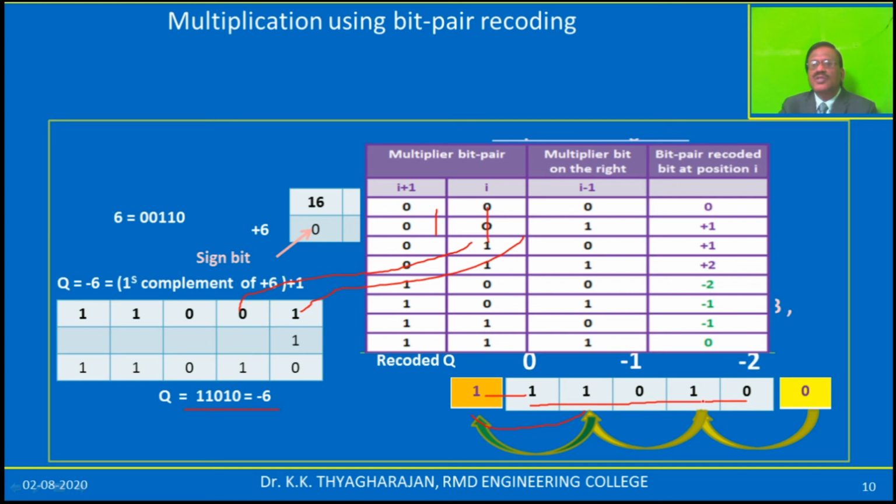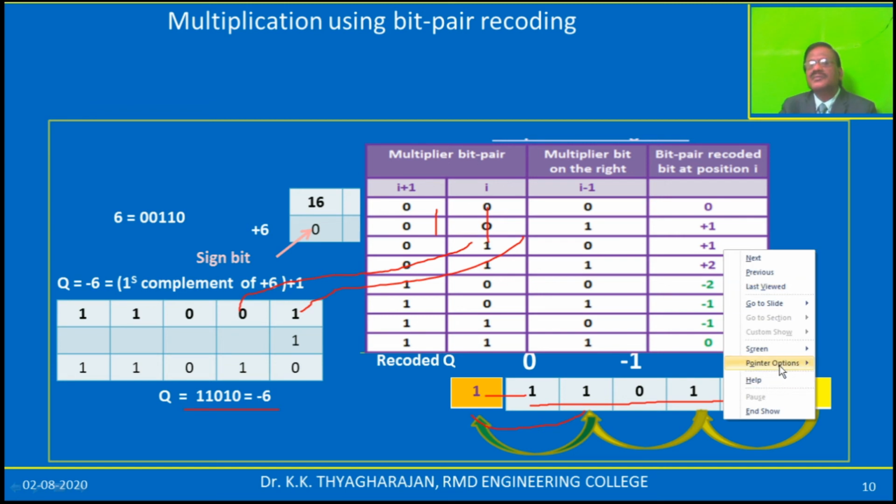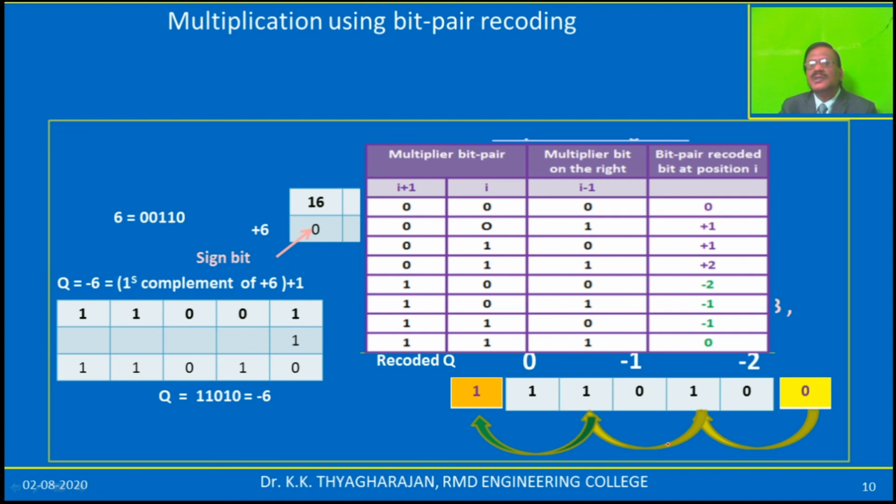So the first one is 1, 0, 0. You see the table. I will clear it first. Now I need the code for 1, 0, 0. 1, 0, 0 is this one. 1, 0, 0 is minus 2. So this bit should be recoded as minus 2.